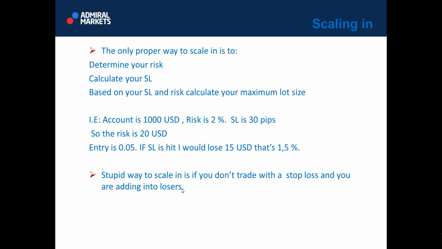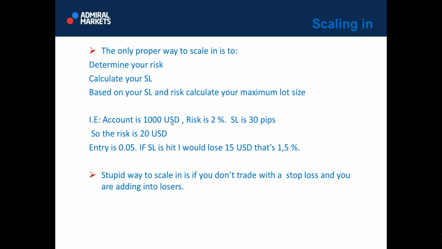So let's just say for showcase purposes, your account is $1,000. You have a risk of 2%, and your stop loss is 30 pips. Okay? So if you're risking 2% maximum, the risk is $20. So your entry should be 0.05 based on your stop loss. If stop loss is hit, then the loss is only $15. That is 1.5%.